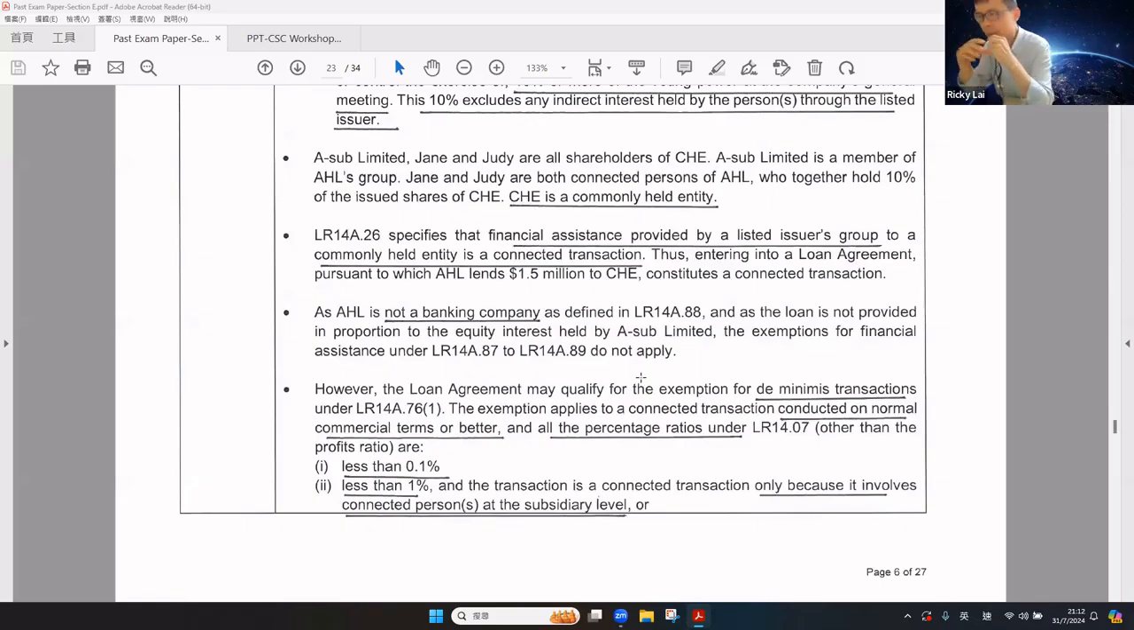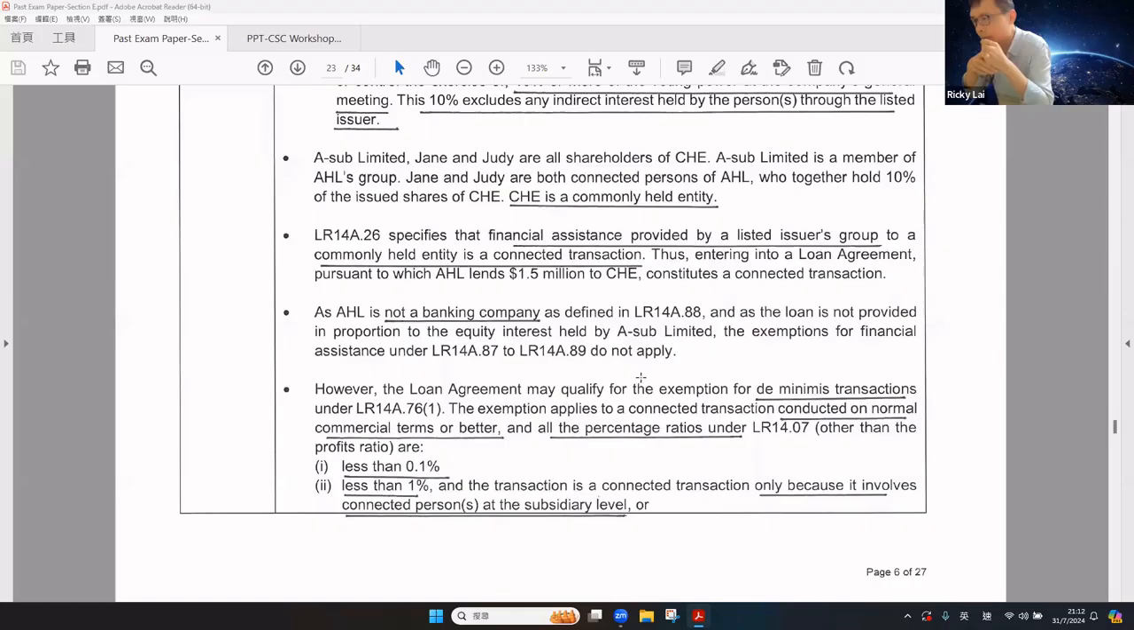And AHL is not a banking company. As the loan is not provided in proportion to the equity interest held by this subsidiary, the exemption for financial assistance does not apply. However, the loan agreement may qualify for the exemption for de minimis transactions.